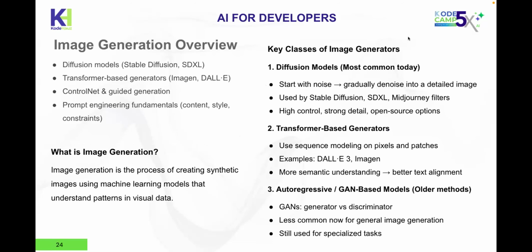So let's start off with image generation. Image generation is a process of creating synthetic images using machine learning models that understand the patterns in visual data. So effectively, you have trained these models on visual data, and after training them, just like with text generation, you can ask them to generate images for you, and they will do a great job of generating these images for you.